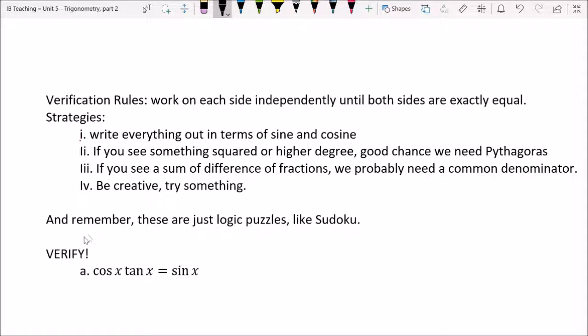So now we're going to switch gears a little bit, and we're going to go to verifying. We did simplifying before, now we're going to verify.